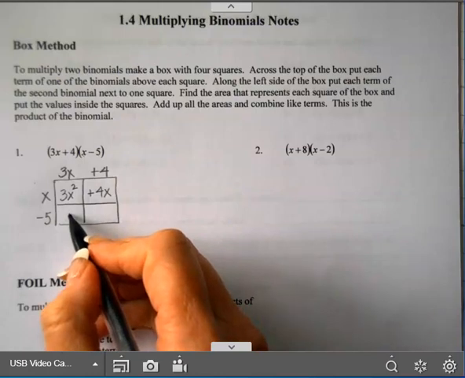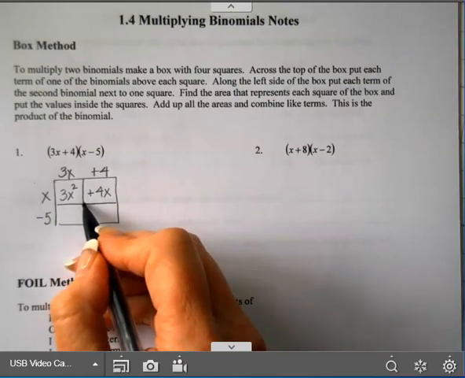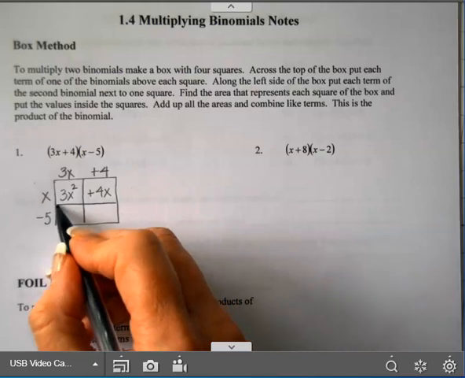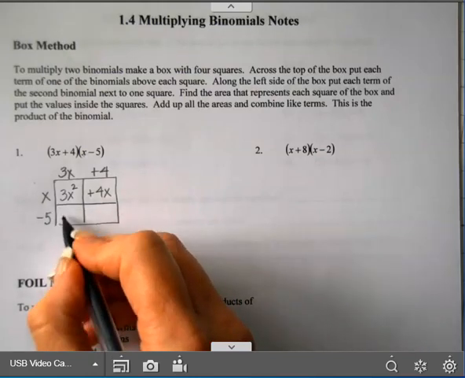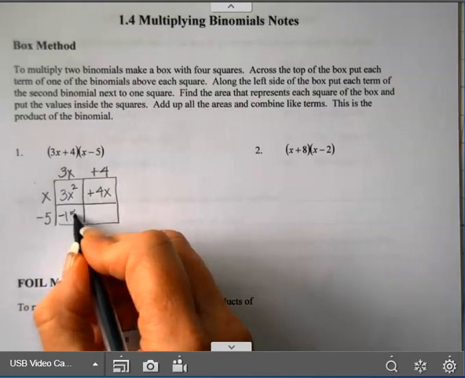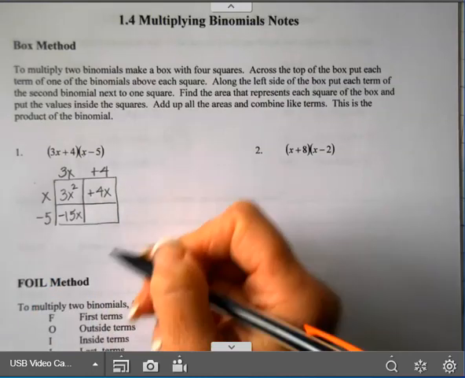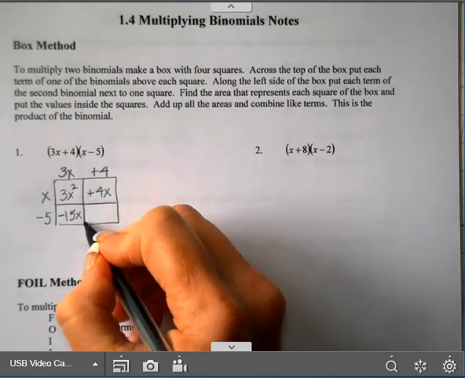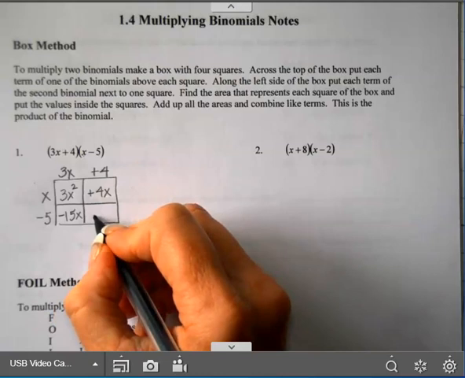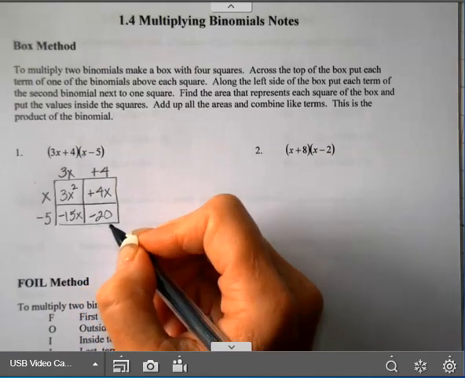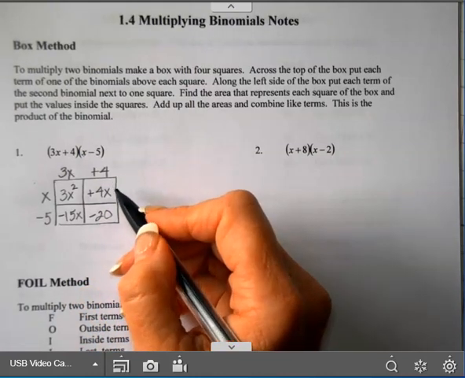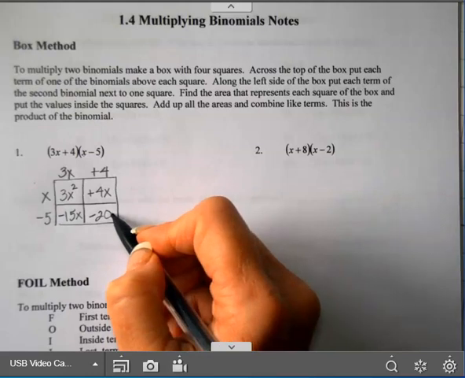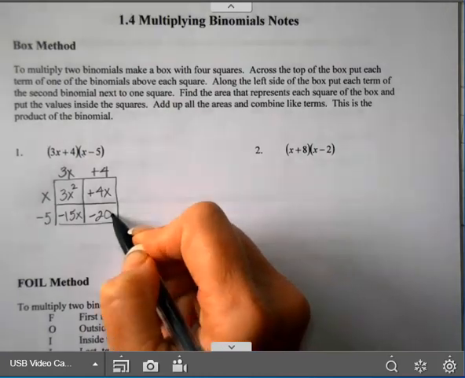The box below on the left, I have a length of 3x, a width of negative 5. When I multiply those, I get negative 15x. And my last box has a length of 4 and a width of negative 5. When I multiply those, I get negative 20. One mistake I see a lot of people do is on that last box, they aren't paying attention and they add those. Make sure you multiply, you're finding the area of each box.